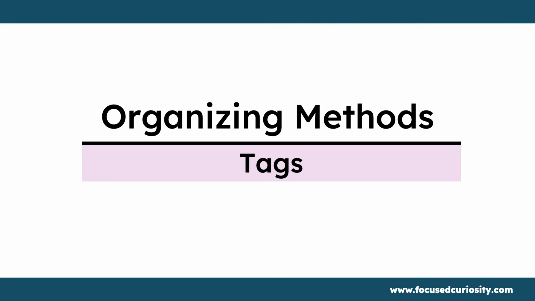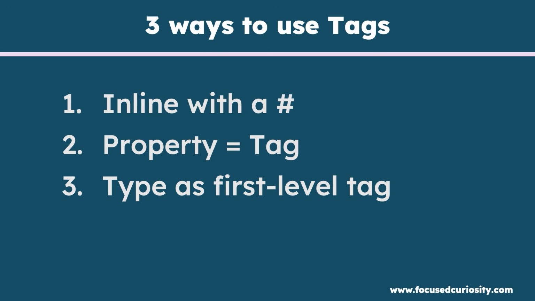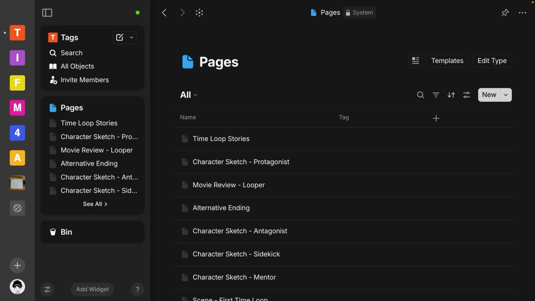To create tags in Anytype, there's actually 3 different methods. So the first one I'm going to talk about is inline using a hashtag. The second way is to use a property that is called a tag. And then the third way is actually to use types in Anytype as your first level tag. And so that will actually be covered in the next lesson called databases. So I'm going to go over inline with a hashtag first.